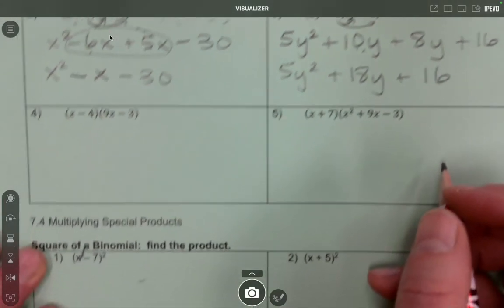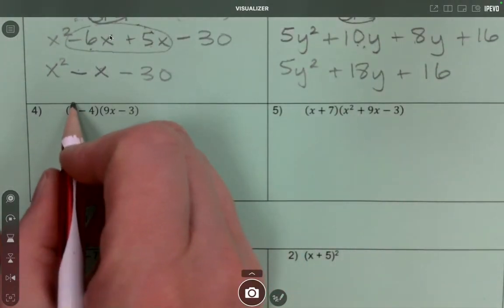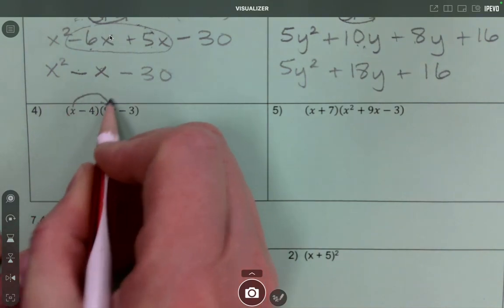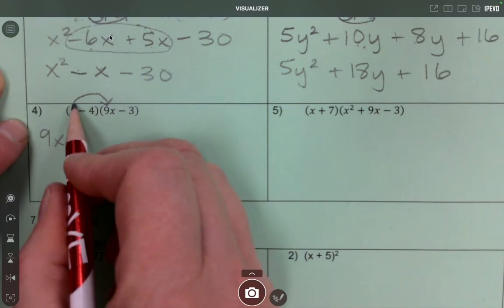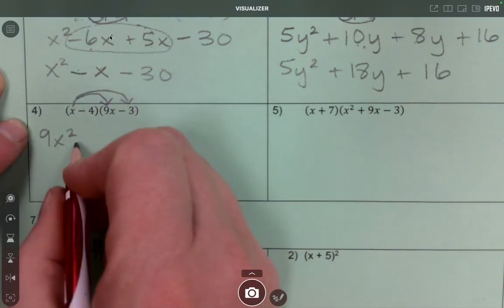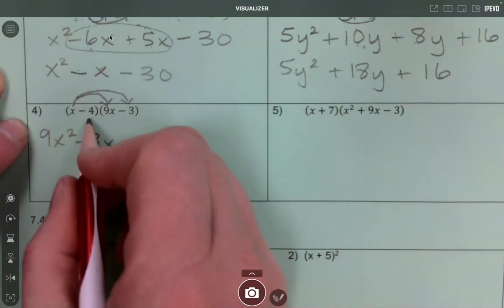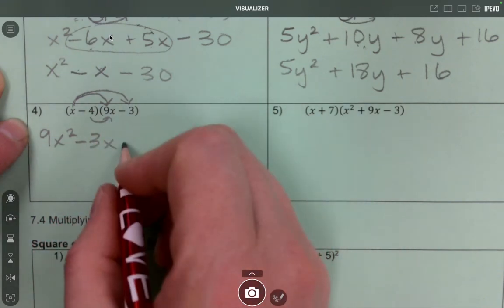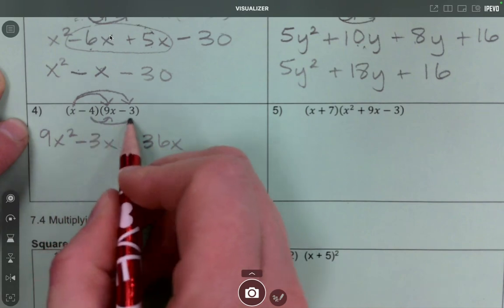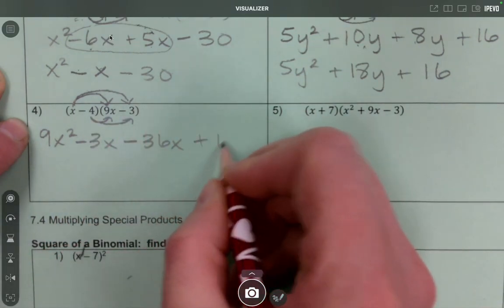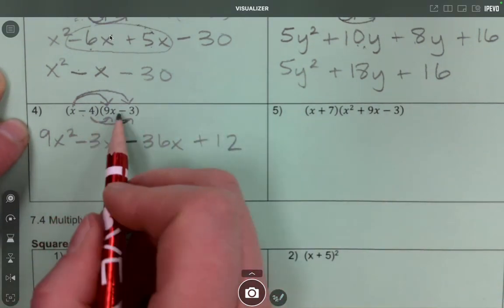So let's try again. On this one, we'll multiply x times 9x. That will give me a 9x squared. X times negative 3, so minus 3x. Negative 4 times 9x, so that's a negative 36x. And negative 4 times negative 3, that's a positive 12. So be really careful with that negative times negative.